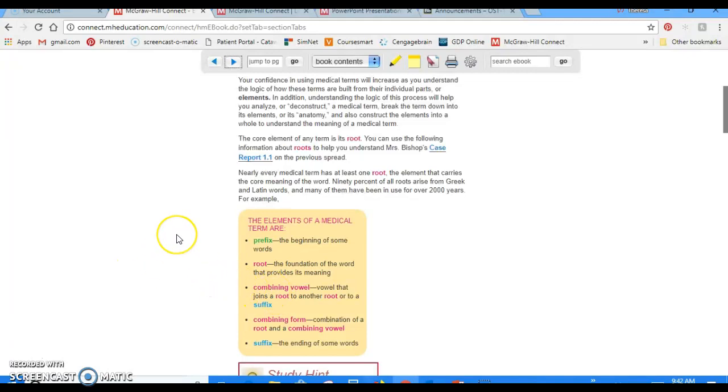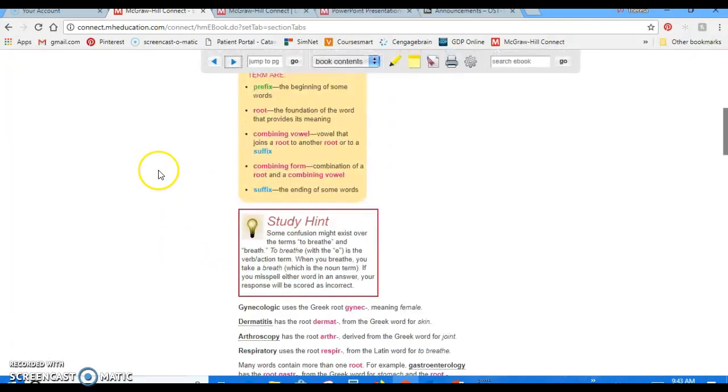Combining vowel is a vowel, usually an O, sometimes an A or an I. And this is what helps the word make sense and easier to pronounce. Without those, it can be a bit difficult. The combining form is just a combination of the root and the combining vowels.